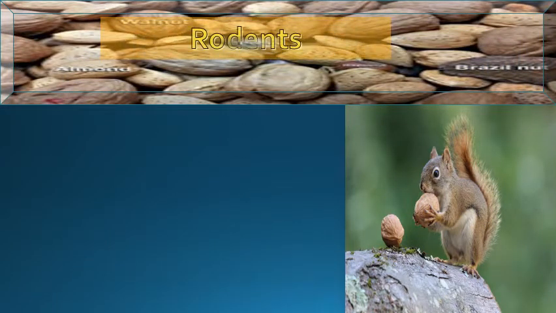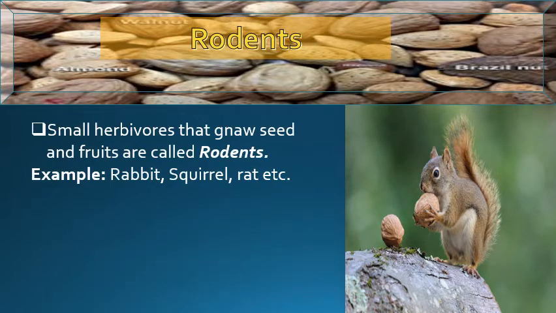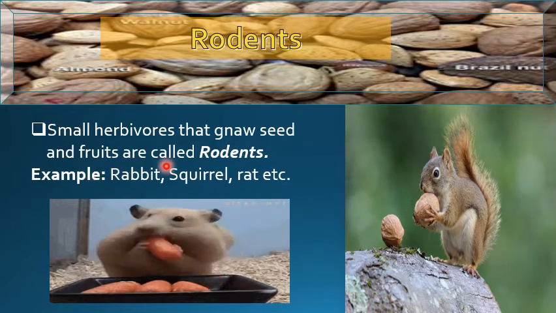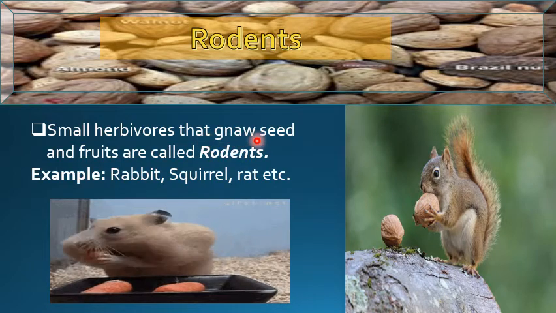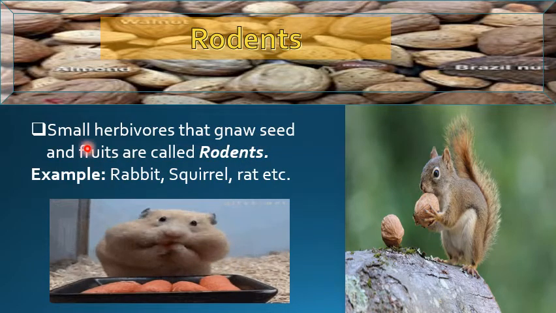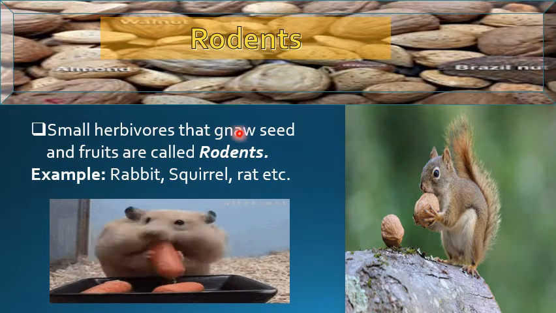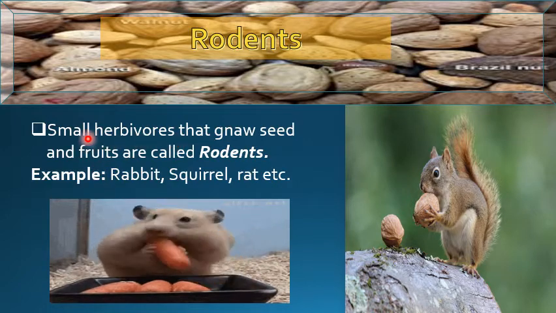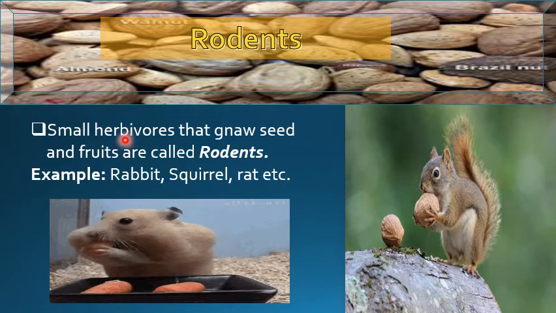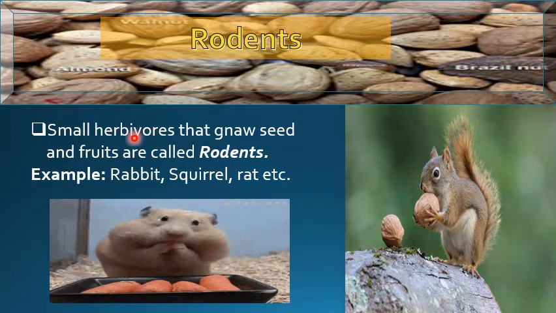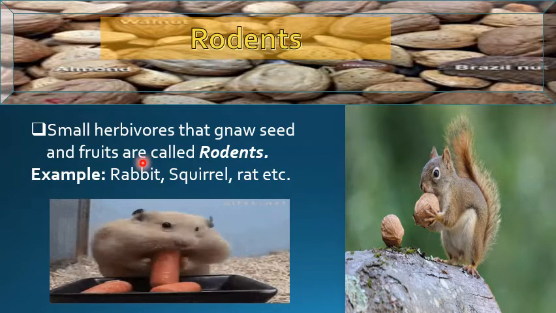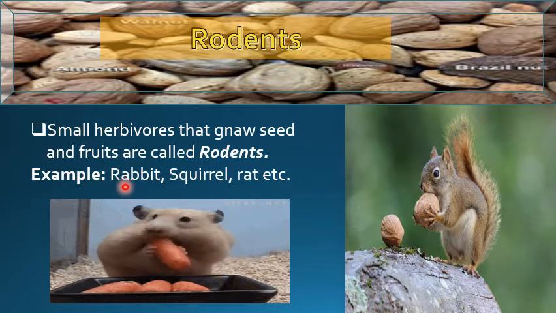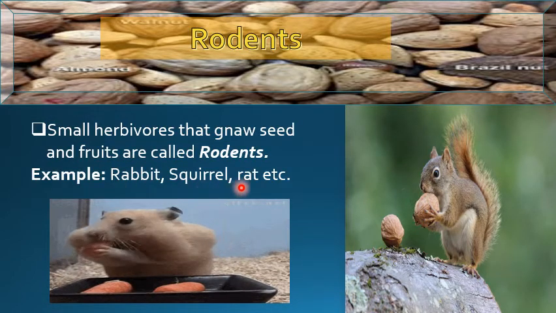Here we have a group of animals known as rodents. What are rodents? The small herbivores that gnaw seeds and fruits are called rodents. The word gnaw means to bite or chew. The bigger herbivores eat leaves, plants, herbs and shrubs, but rodents are the smaller herbivores and they gnaw seeds and fruits. Good examples are rabbits, squirrels, rats, etc.